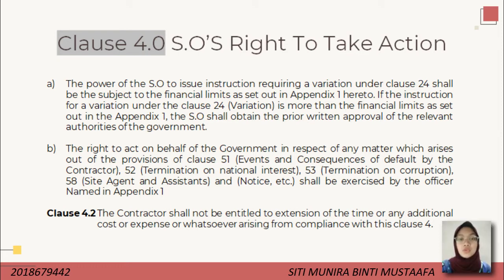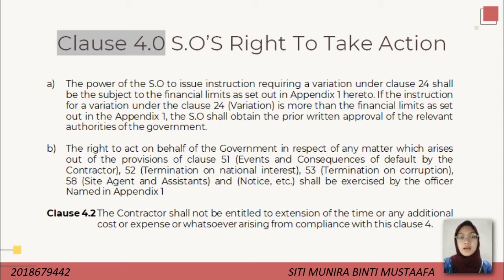Next is the right to act on behalf of the government in respect of any matter which arises out of the provision of Clause 51, which covers events and consequences of defaults by the contractor. Clause 52, termination on national interest. Clause 53, termination on corruption. Clause 58, site agent and assistant. And the last one is Clause 66, notice, which shall be exercised by the officer named in Appendix 1.